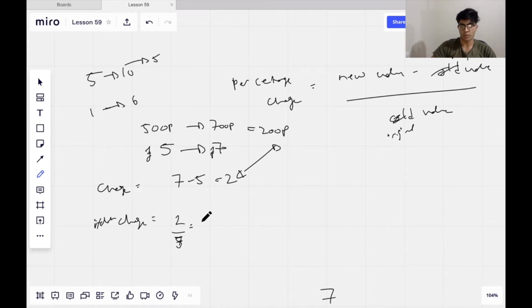It's 2 over 5, which is 0.4, and now we just have to convert this into a percentage. The way we convert a decimal, or any number, into a percentage, we just times by 100. So going from 0.4 into a percentage, that comes out to 40%. So that's a 40% change, or 40% increase. We should specify the direction. It's increased from 5 to 7, so that's a 40% increase.